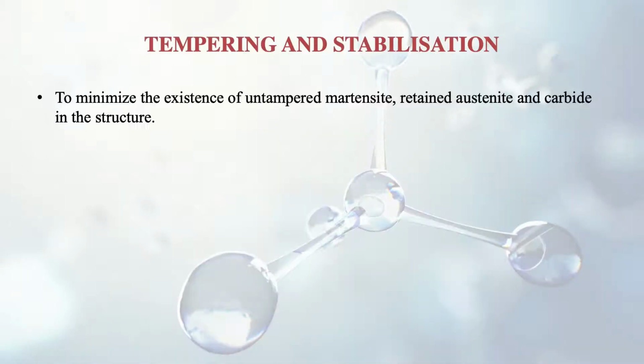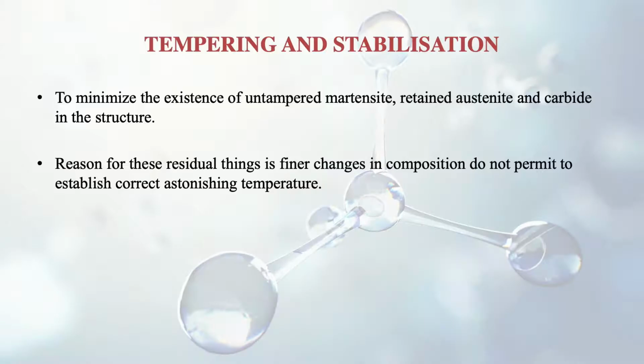Now we discuss the process of tempering and stabilization. These two processes are done to minimize the existence of untempered martensite, retained austenite and carbide in the structure. All these things pose difficulties or problems, so that's why we want to minimize them. The reason, again, is the same: residual things are there and they do not permit establishing the correct austenitizing temperature.